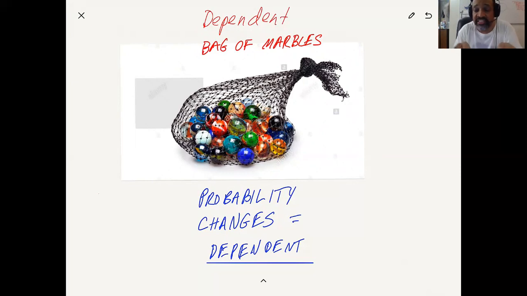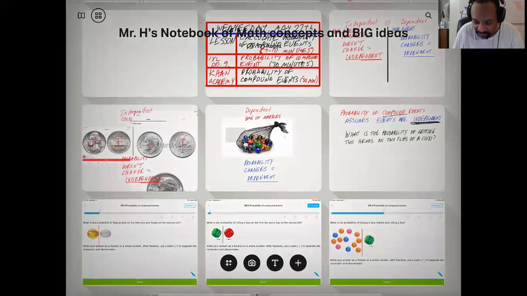If those two probabilities are connected, if one affects the other, then those events are dependent. They're not independent. They are dependent. See the difference? All right, now let's do a couple examples.